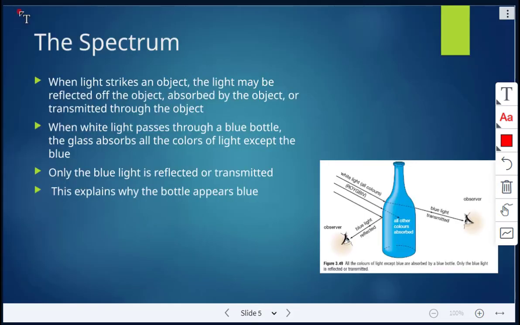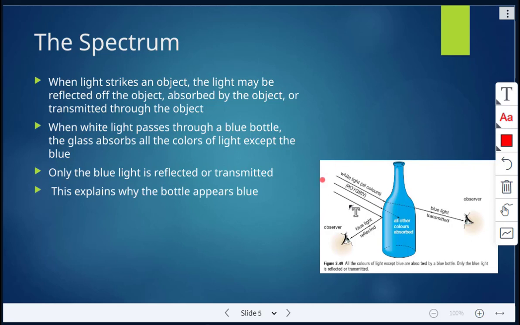So when light strikes an object, the light is either going to be reflected off or it might get absorbed. So the light may be reflected off the object, it might be absorbed by the object, or it might just transmit through the object. All right, when white light passes through this blue bottle, the glass is going to absorb all the colors of light except the blue. So only the blue light is reflected or transmitted, and that's the explanation of why this bottle appears blue.